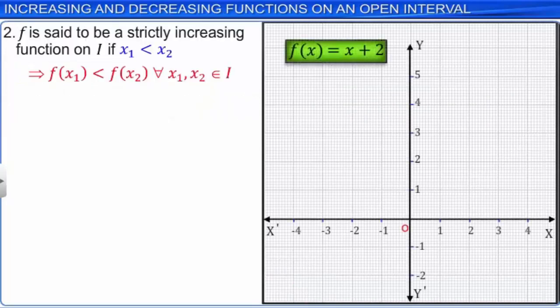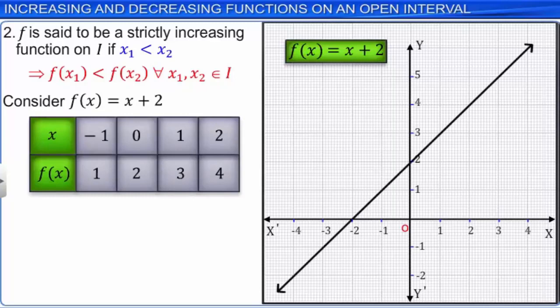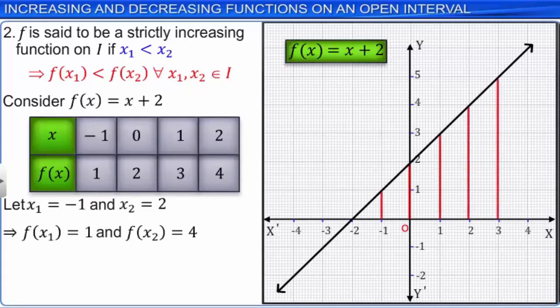Take a look at the graph of the function f of x is equal to x plus 2. For every value of x, we get a different value for f of x. And as the value of x is increasing from -1 to 2, the value of f of x is increasing from 1 to 4. So, for every x1 less than x2, we have f of x1 less than f of x2.